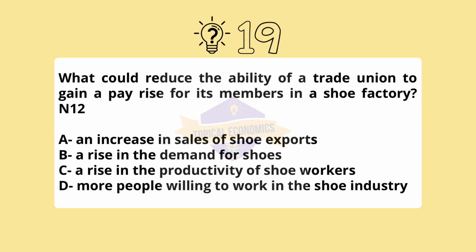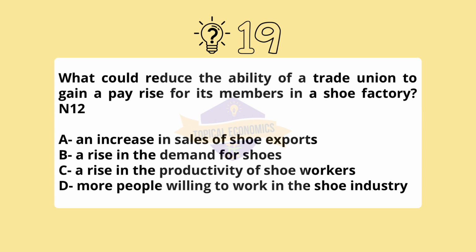18th question is from November 2012. Let us proceed. What could reduce the ability of a trade union to gain a pay rise for its members in a shoe factory? The options are: option A, an increase in sales of shoe exports; option B, a rise in demand for shoes; option C, a rise in the productivity of shoe workers; and option D, more people willing to work in the shoe industry.